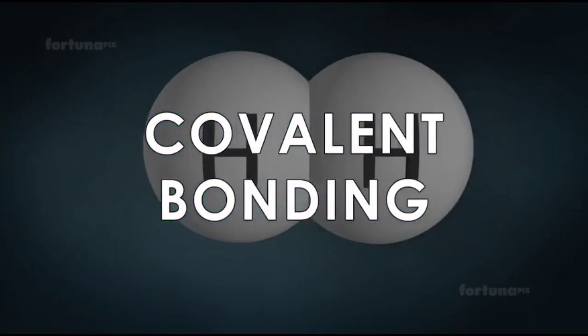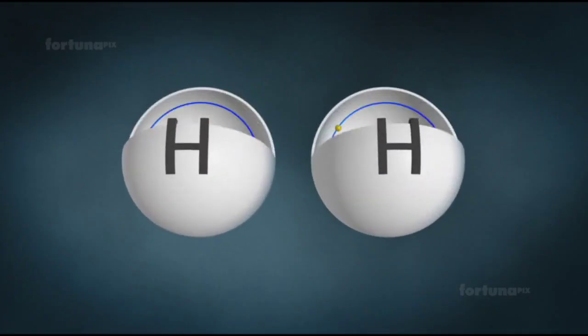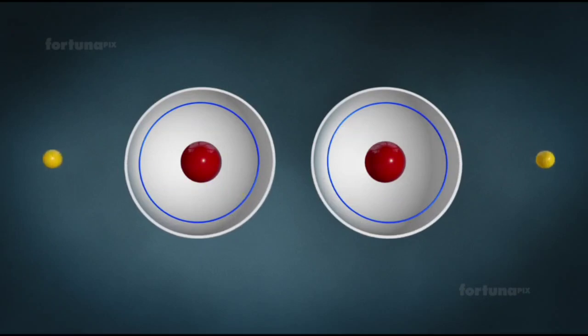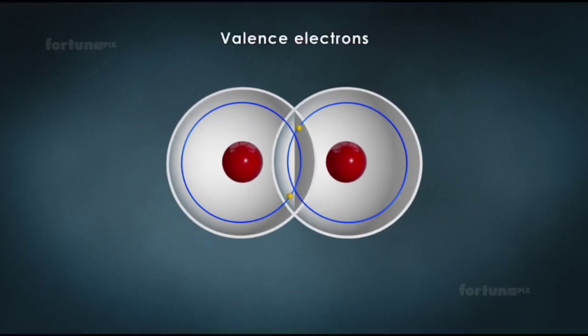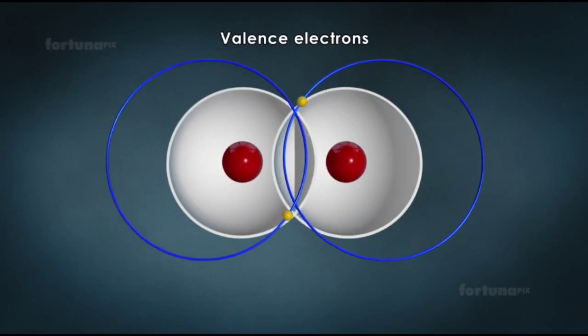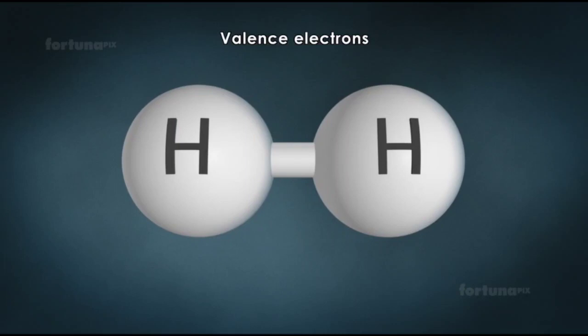Covalent bonding. Chemical compounds are formed by joining of two or more atoms. When electrons from different atoms interact with one another, a chemical bond is formed. Valence electrons, which are those found in an atom's outermost shell, are the only electrons that will participate in this bonding process.